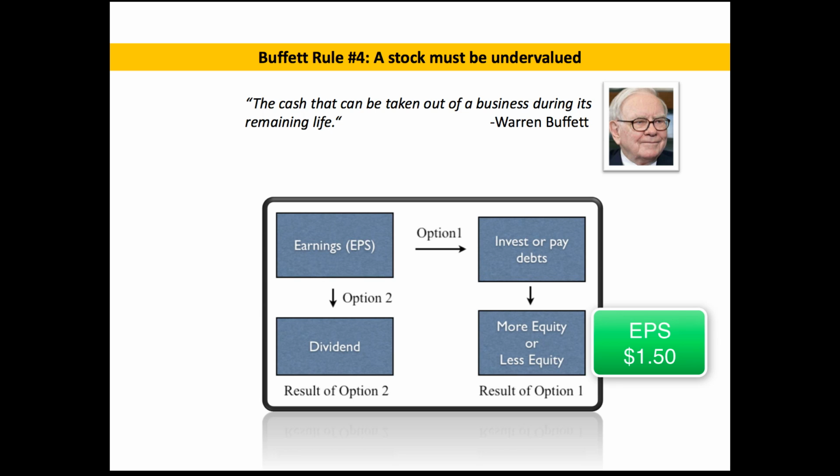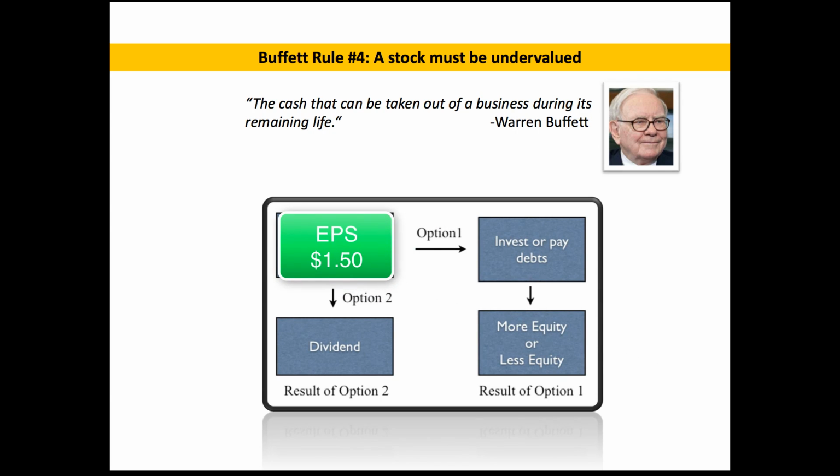Okay? So if you take option 1, let's say that $1.50 of earnings comes into the company, and you as an owner decide that, and you wouldn't be the person deciding that. Actually, the board of directors and the CEO running the company would be deciding this for you as your representative for managing the company. But they would decide if that $1.50 would turn into more equity or less equity, depending on how they choose to invest it or pay off their debts. Okay? Now, the second option that the board of directors and the CEO have in order to use that $1.50 of earnings is that they can just give you a dividend.